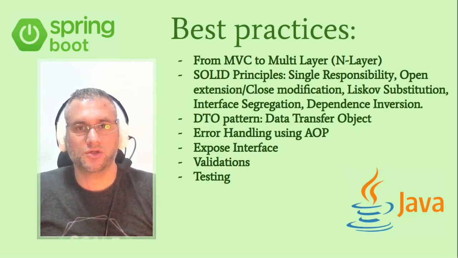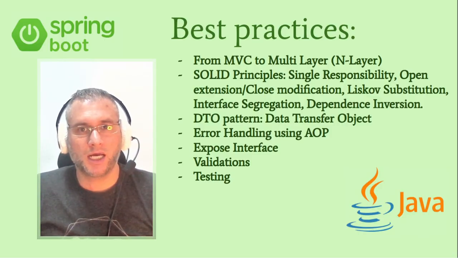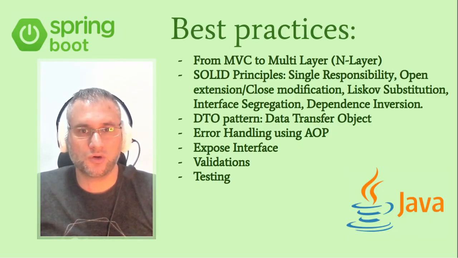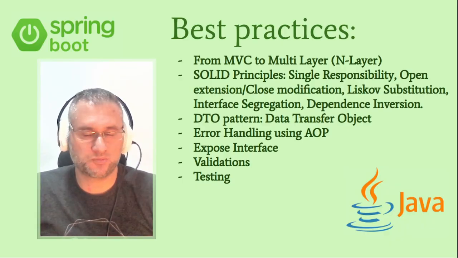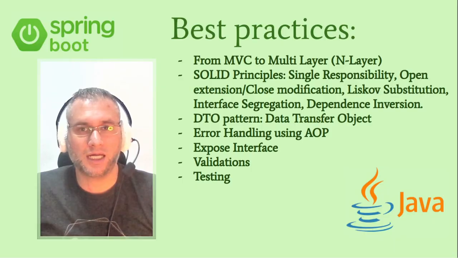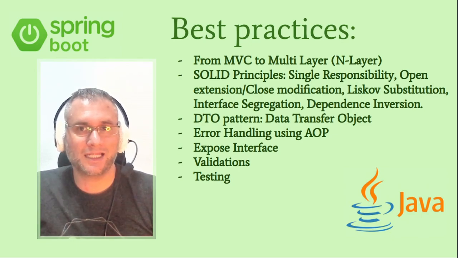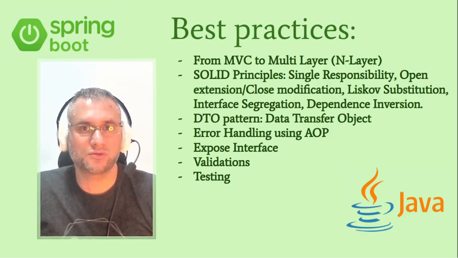In past videos, I showed how I pass from the MVC architecture to multi-layer architecture, and I talked about the SOLID principles and explained each one. I showed how you implement the DTO pattern in an application, how to expose an interface to add a layer in the application, how you can do validations in the application, and how to get the errors from that validation and show them to the user.